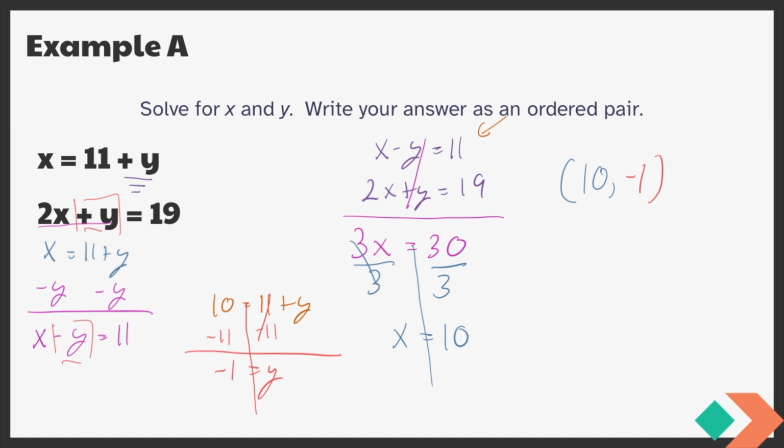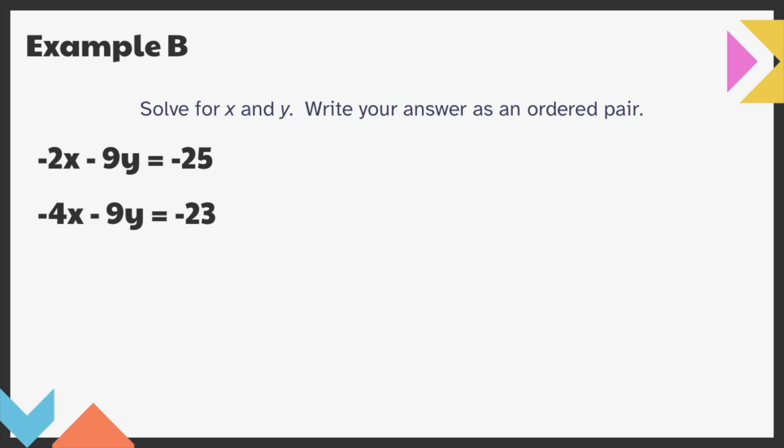Now let's take a look at example B. So here in example B, again, I'm going to solve for x and y and write your answer as an ordered pair. So I've got negative 2x minus 9y equals negative 25, and negative 4x minus 9y equals negative 23. So good news, they're already set up so that I've got x's and y's on the same side and constants on the other side, so I don't have to do any arranging.